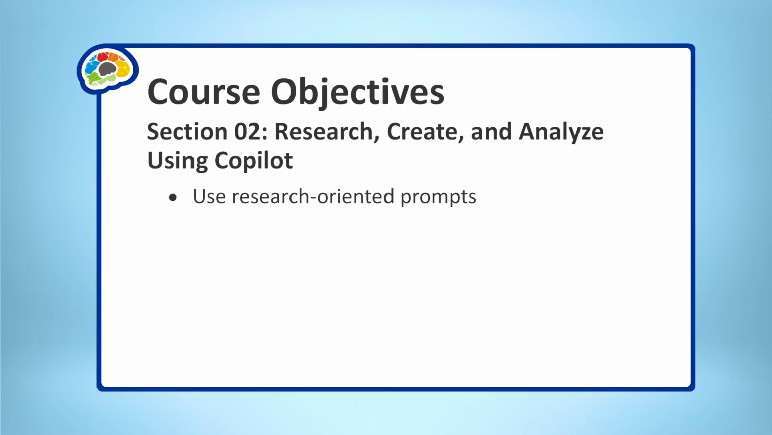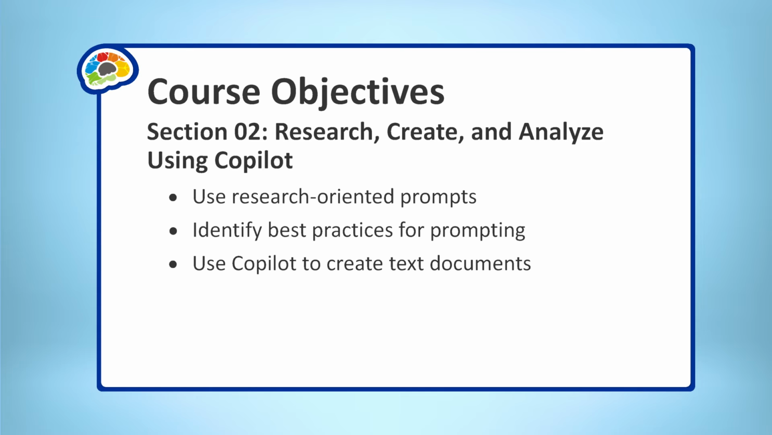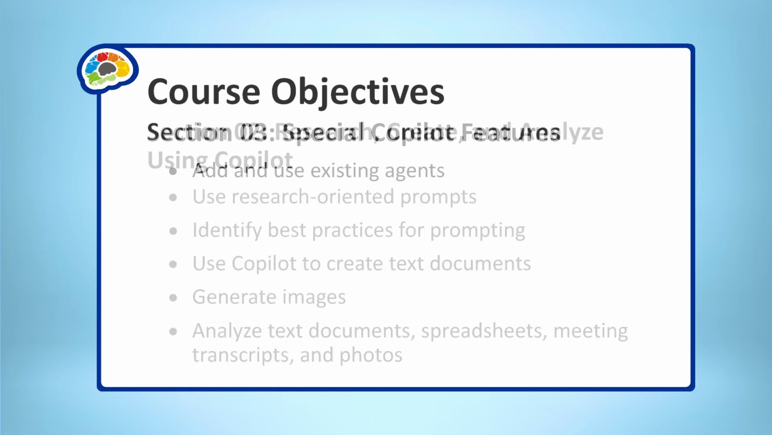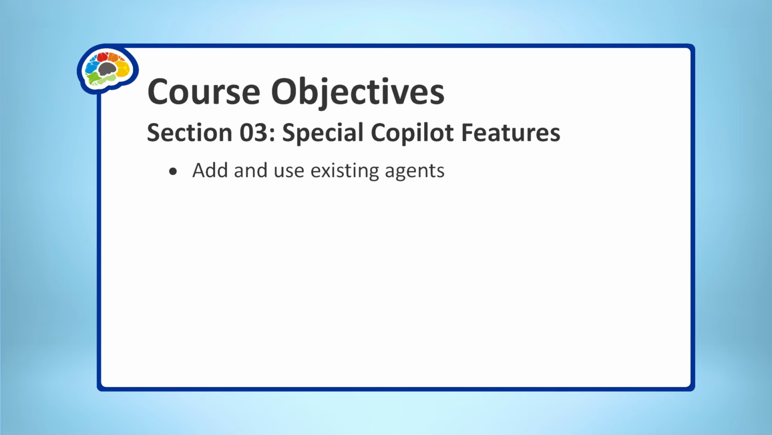From there, we'll use research-oriented prompts and identify best practices for prompting. We'll also use Copilot to create text documents and generate images. Then we'll analyze text documents, spreadsheets, transcripts, and photos. In our last section, we'll talk about AI agents.